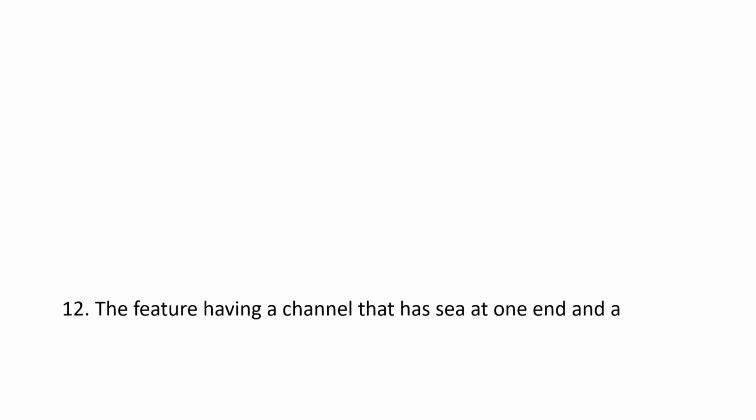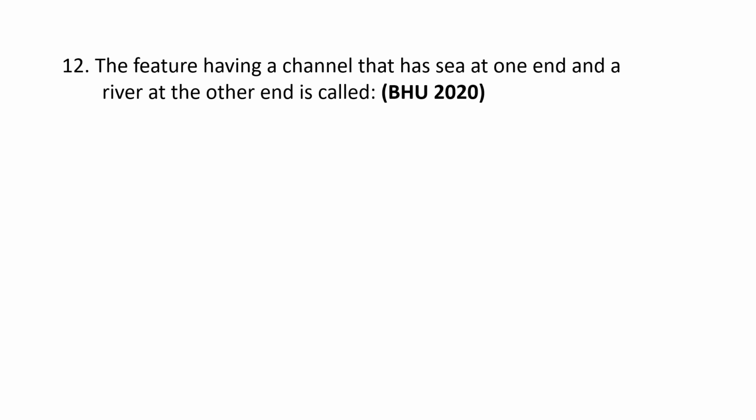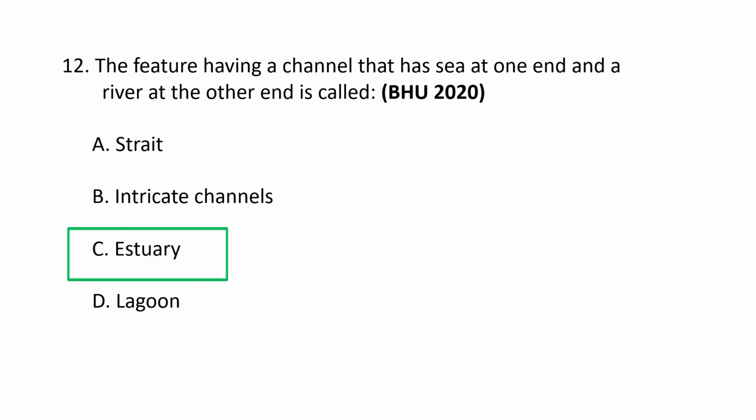Next question. The feature having a channel that has sea at one end and a river at the other end is called A. Strait, B. Intricate channels, C. Estuary, and D. Lagoon. The correct option goes as estuary. C is the correct option. The feature described is indeed an estuary.